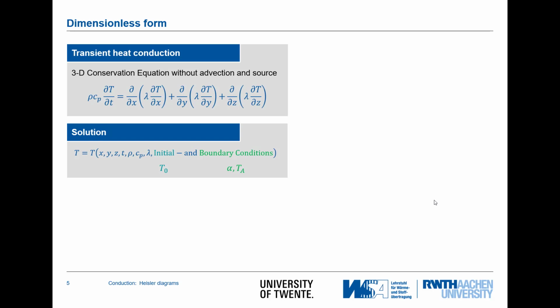In order to look at the self-similarity of those problems, we start by looking at the conservation equations, and we would like to address the relevant dimensionless parameters. The equation is here, where we can see the unsteady term, and we account now for heat transfer in all three directions. So the solution of this equation will be at the end a temperature depending on the location x, y, z, which also depends on the time, on the properties of the material, and on the initial condition, as well as the boundary conditions, where here our alpha, the heat transfer coefficient, and the ambient temperature come in.